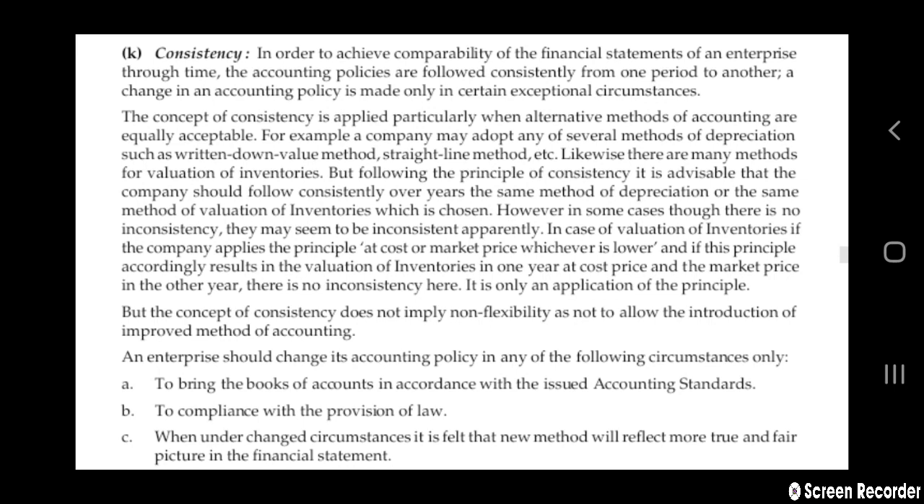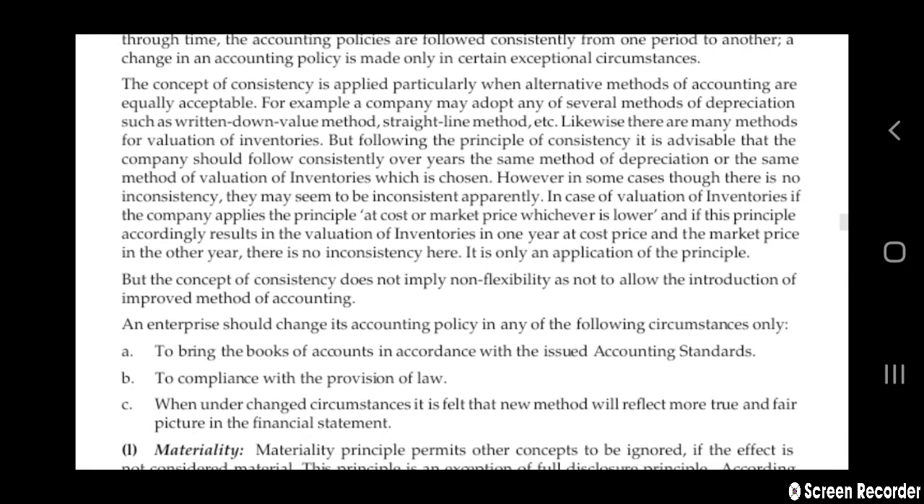Next is consistency. In order to achieve comparability of the financial statements of an enterprise throughout a period of time, the accounting policy should be followed by the accountant consistently from one period to another. A change in the accounting policy may lead to certain exceptional circumstances. They may have some problems if they make changes in accounting policy.